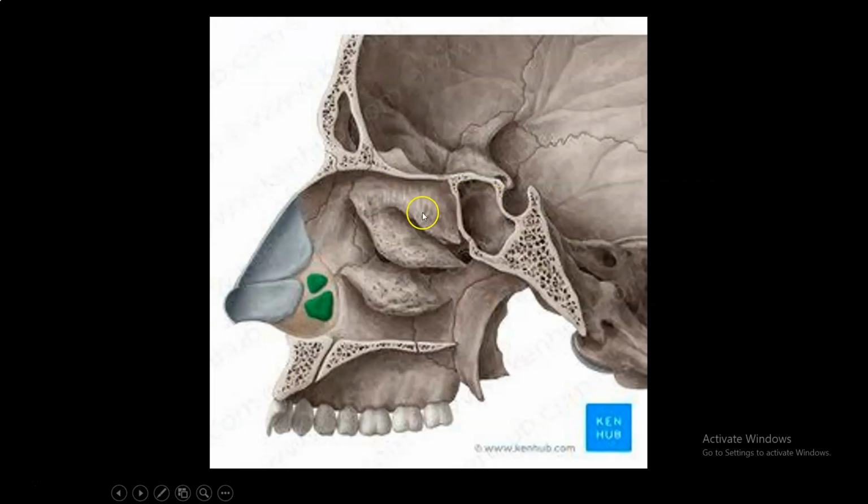Another view, in the lateral view, showing the nose. This is the inferior turbinate, the middle turbinate, and the superior turbinate. Medial to the superior turbinate we find the sphenoid ostium. The ostium of the sphenoid sinus is not in the dependent part, but it is in the upper part of the sinus.